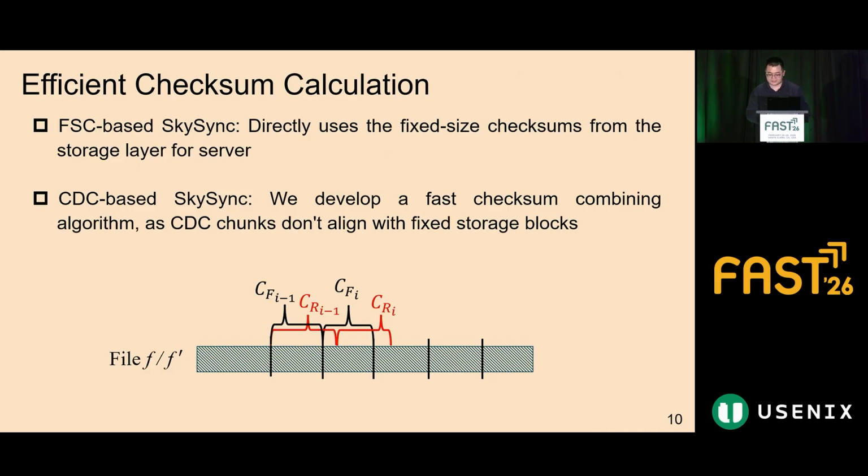To solve this specific boundary misalignment, we develop a fast checksum combining algorithm within the SkySync architecture. We first read the checksums of each fixed chunk from the storage layer, and then we mathematically derive the weak checksums of the misaligned variable-sized chunks without needing to scan every single byte.